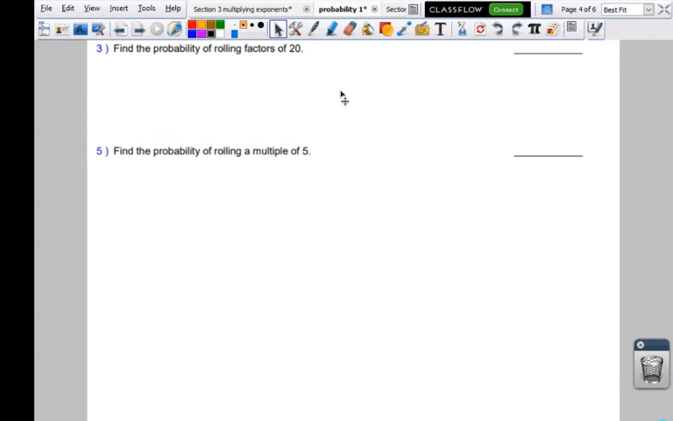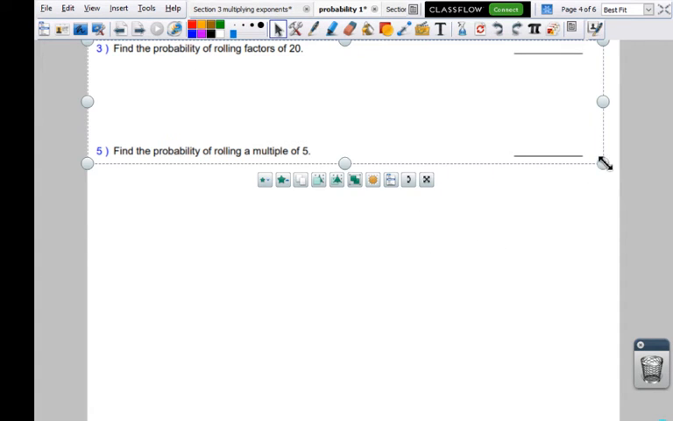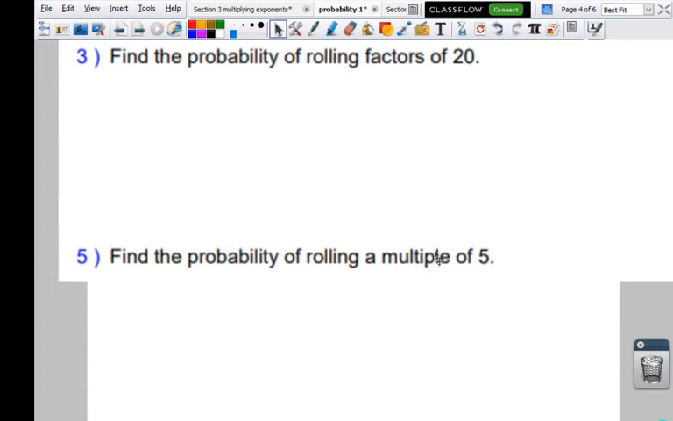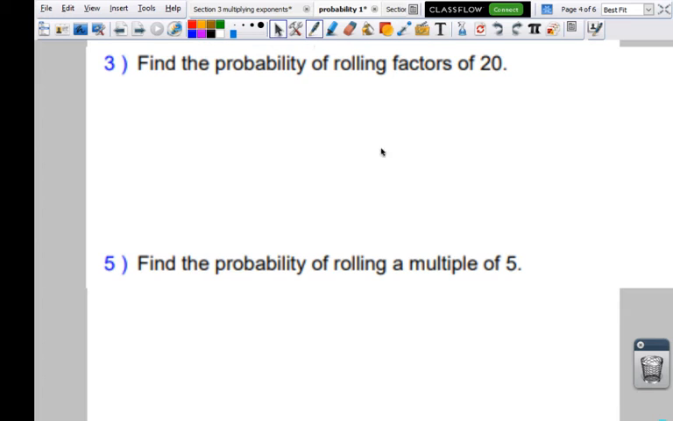Alright, let me make this a little bit bigger so it's easier to see. How about we find the probability of rolling factors of 20. Factors are what you can divide 20 by and not get a decimal. So 1, 2, 4, and 5. 3 doesn't work, 6 doesn't work. So there are 4 total out of 6, which is 0.667, which we already did.